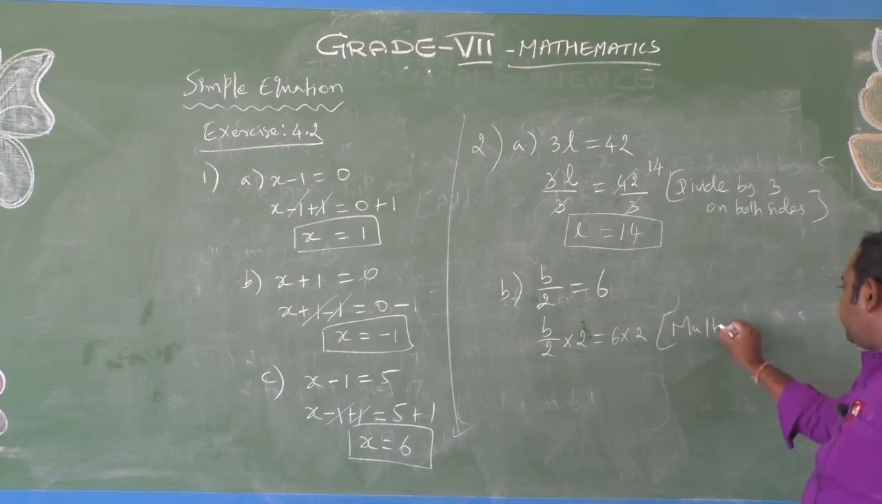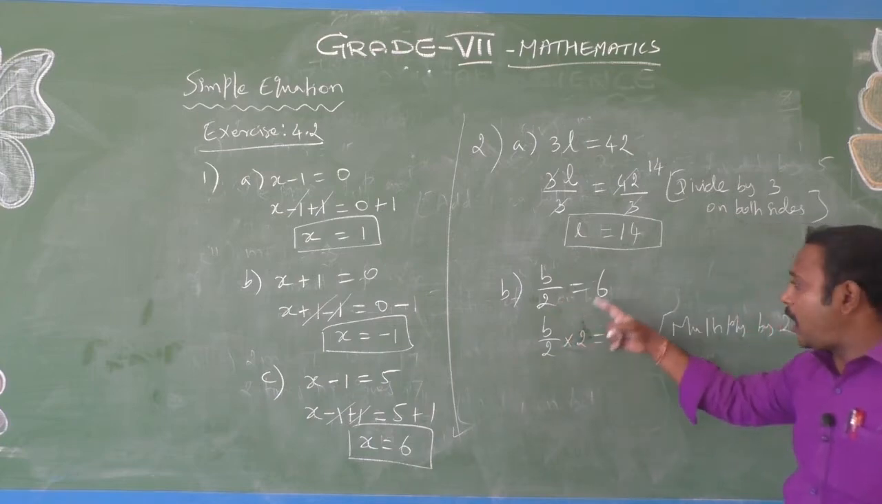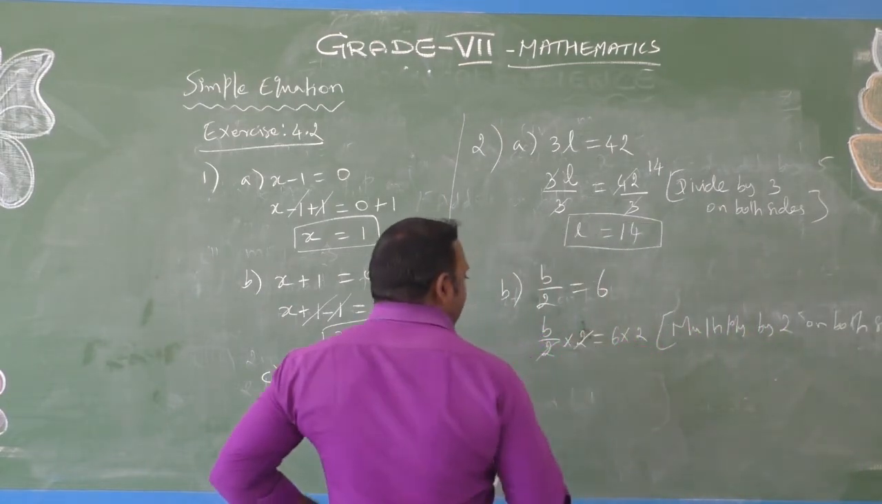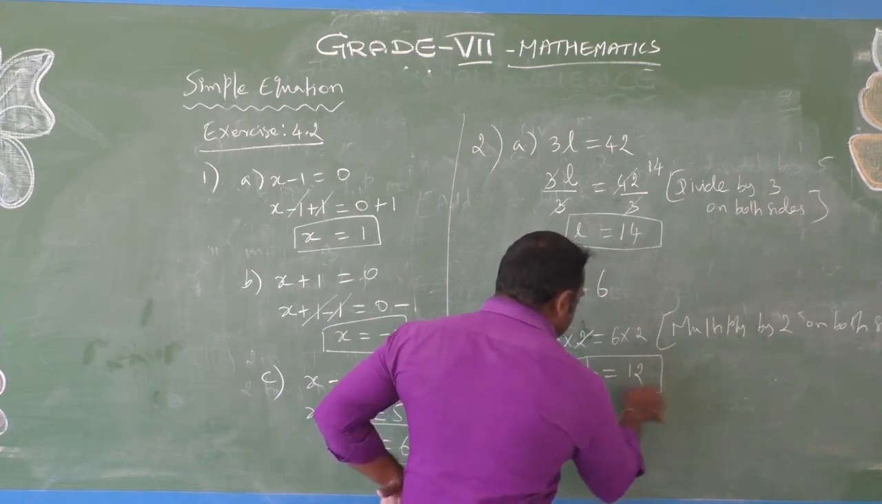Here, what do you write? Multiply by 2 on both sides. We have divide, so the opposite of division is multiplication. So multiply by 2 on both sides. Then both the 2s will be cancelled. B is equal to 6 twos are 12 is the answer.